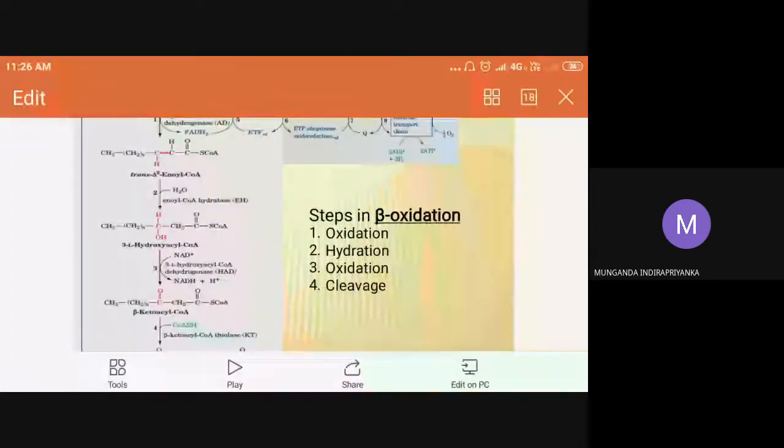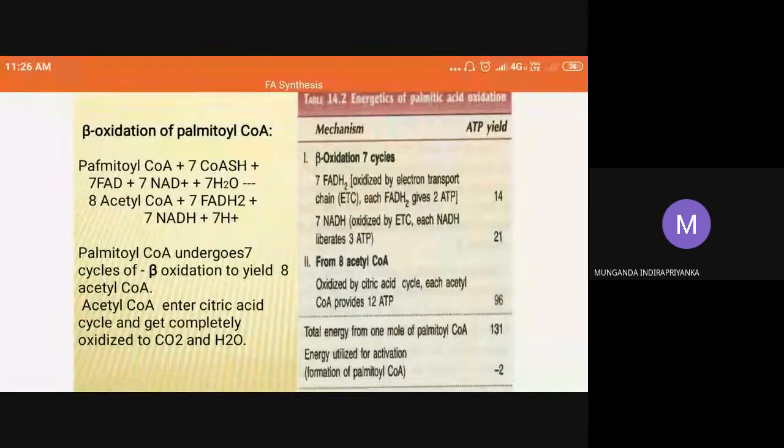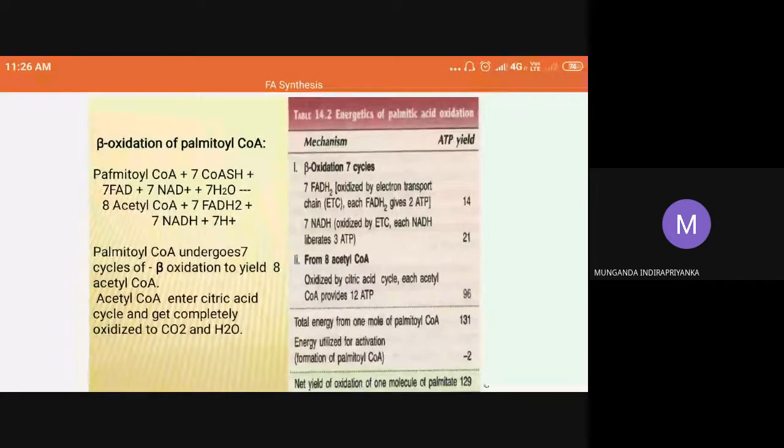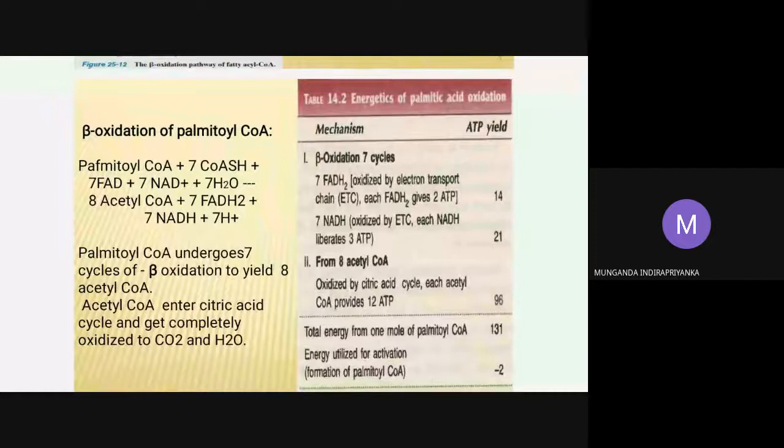Okay, next write down the energetics. Put a heading energetics. All of you listen. Each cycle ends with energetics only. Initially you have to give the definition for the cycle, location for the cycle, and steps in that cycle. After that, the cycle should end with energetics.